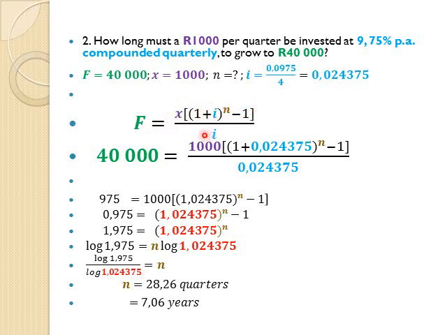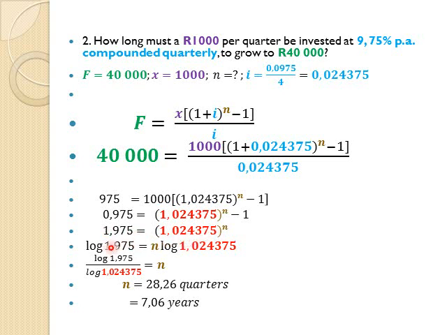Because I'm making regular payments, I'm going to use F equal x times (1 plus i to the power n minus 1) over i. F is 40,000, x 1,000, i 0.024375, to the power n minus 1. The interest is the same. 40 times this denominator would give me 975. And then I'm left with 1,000 times (1 plus i to the power n minus 1). Right, if we simplify, 975 divided by 1,000, 0.975, and if I take the minus 1 over, it becomes plus 1, 1.975.